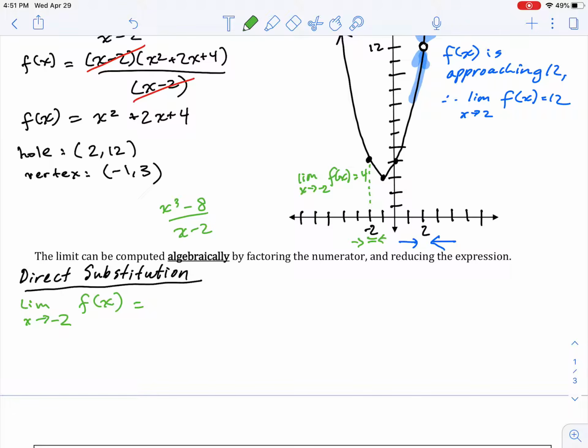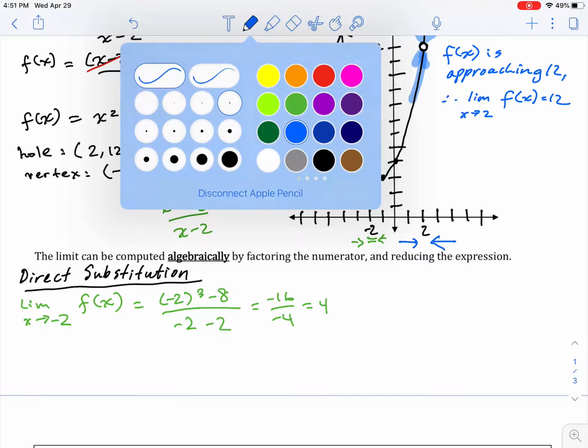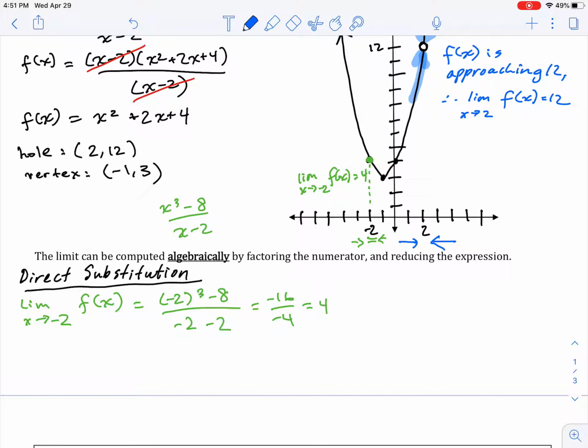We're going to plug in -2 here, so -2 cubed minus 8 over -2 minus 2. And that just gives me -16 over -4. That's equal to 4. Okay? So the limit of this function as x approaches -2 is 4. And that matches up with what we have up here. All right? Now let's try to use direct substitution to find our original limit.